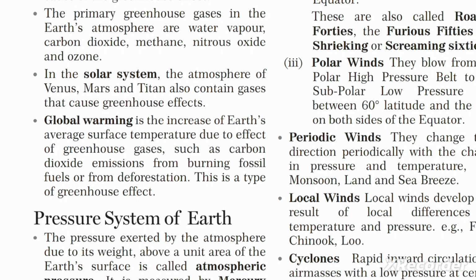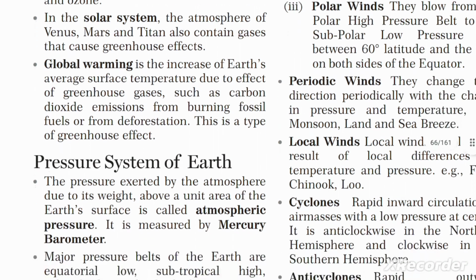Global warming is the increase of Earth's average surface temperature due to the effect of greenhouse gases such as carbon dioxide emissions from burning fossil fuels or from deforestation. This is a type of greenhouse effect.